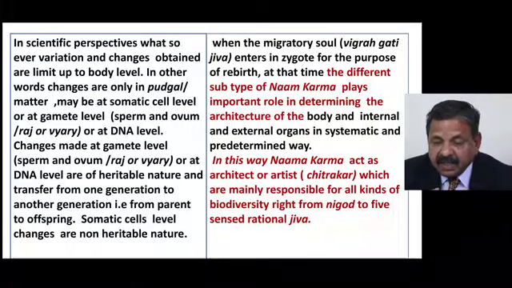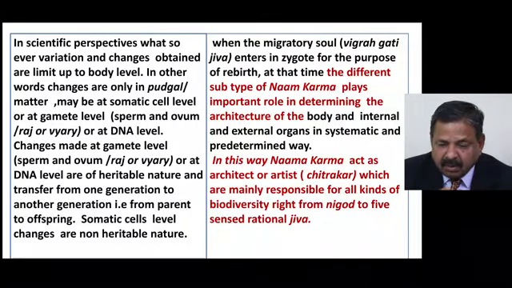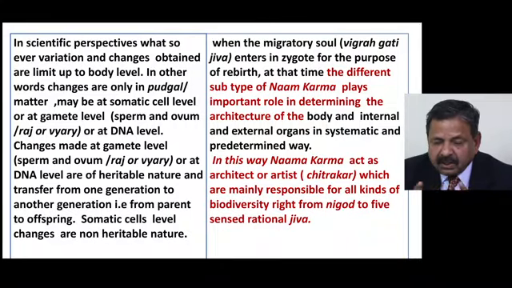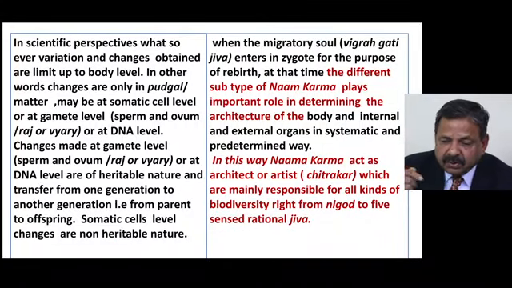That zygote is a pudgal that has the DNA of the maternal and the paternal, mata or pita, dono ke chromosomes hai wahan par. So that zygote, but the soul is not there at that time. In the zygote, soul is not there. But when a migratory soul enters into this zygote, then you say that life will start there.